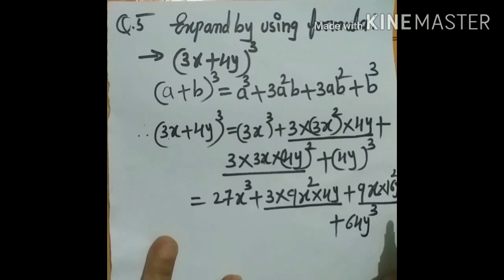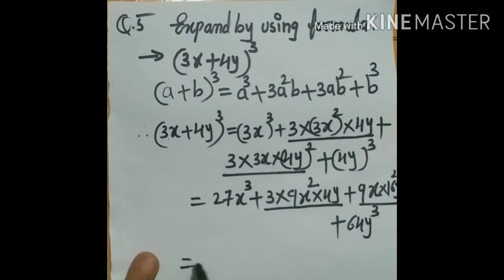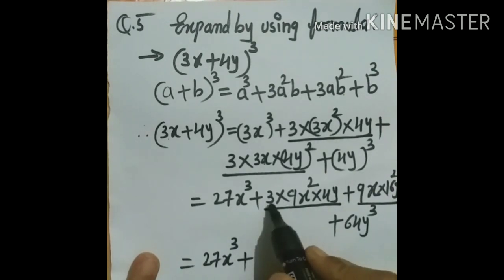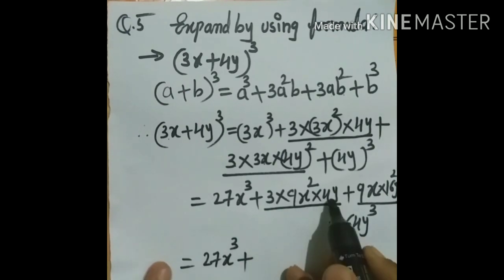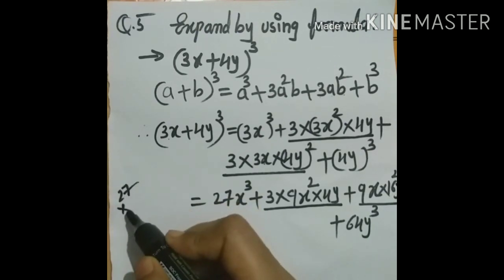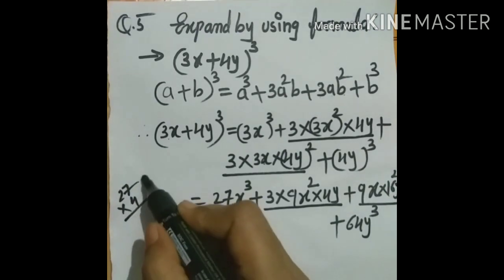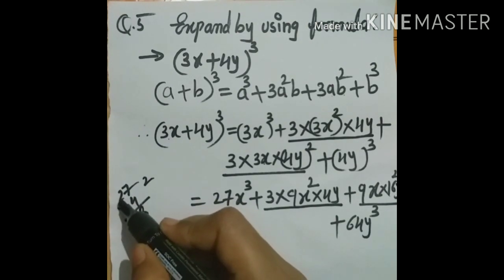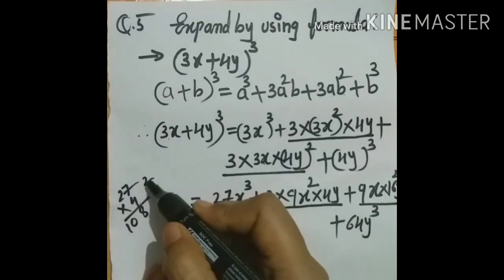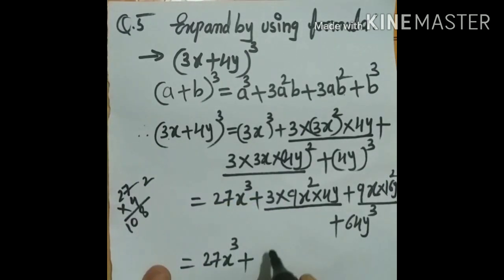64y cube. Now children, 27x cube will be as it is plus, here children, 9 threes are 27. Now 27 into 4. Here you do the rough work, children. 27 into 4. 7 fours are 28. 4 twos are 8 plus 2, 10. So what is the answer, children? 108x square y plus.